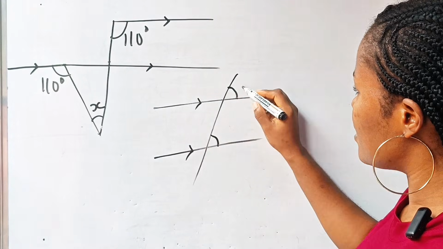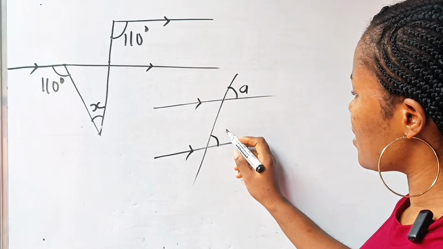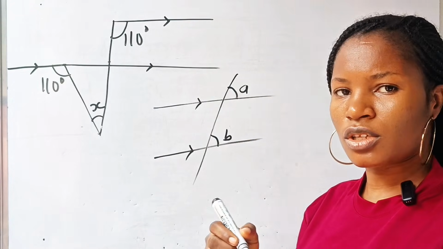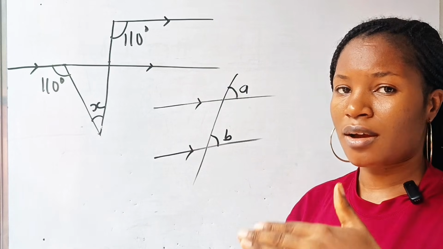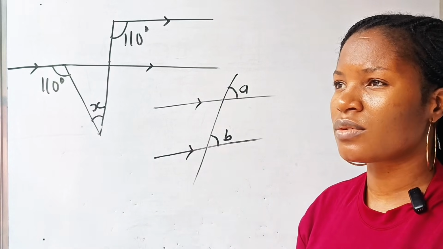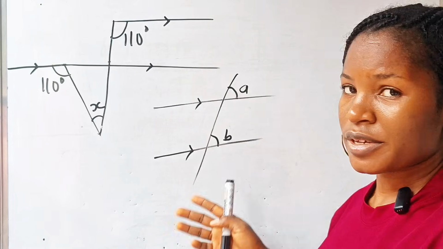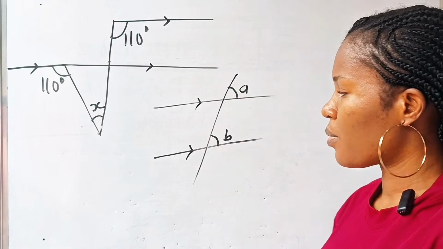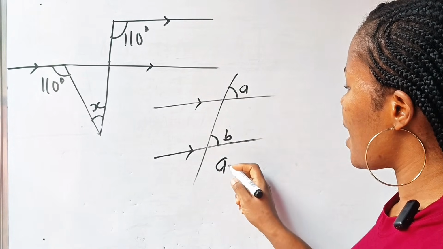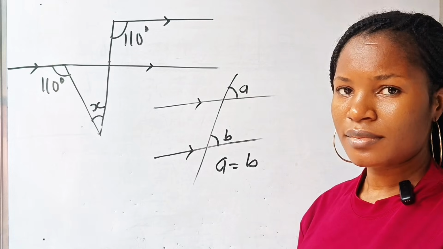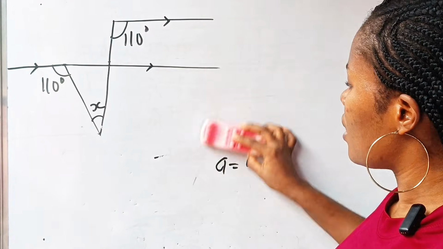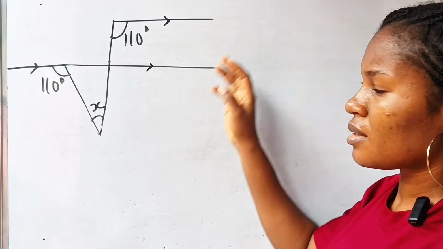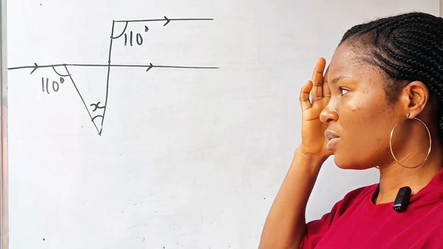So you can see that this position A is the same as the position of angle B on the other parallel line. So it means that they are corresponding angles. And when two angles are corresponding angles, they are equal. So this simply means that A is equal to B. So let us apply that in this particular video.